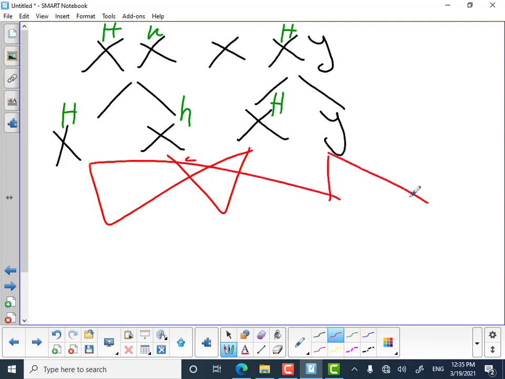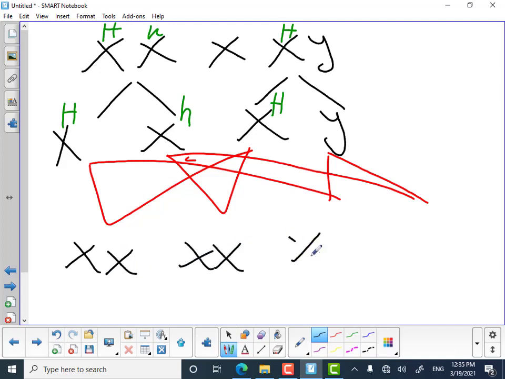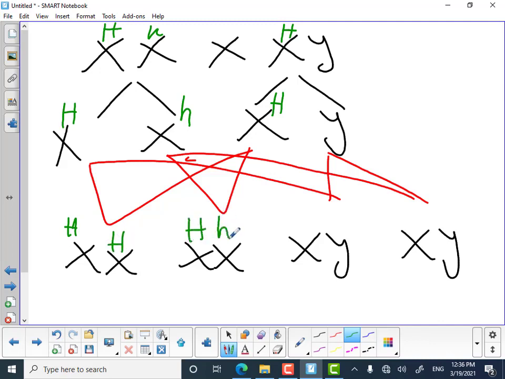We have the 4 properties: XX, XX, XY. Okay, very good. We will distribute the linked chromosomes above the X chromosome here. H capital, H small, H capital, H small.